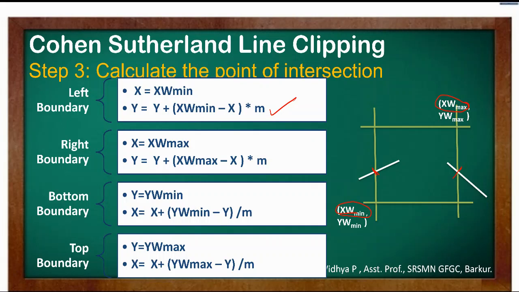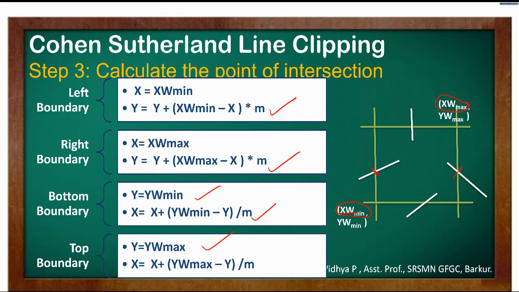In the same way, if a particular line segment intersects with the bottom boundary, the y value is yw min, and we have to calculate the x value like this. Similarly, if it is intersecting with the top boundary, then y will always be yw max. You have to calculate x like x = x + (yw max - y) / m. So now we have the point of intersection, and we can clip the line.